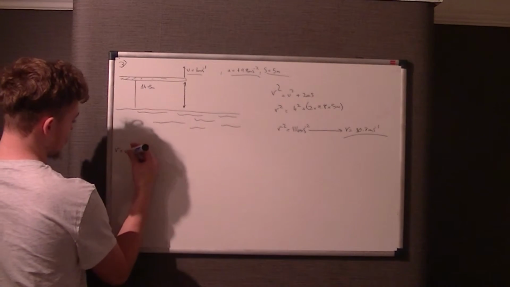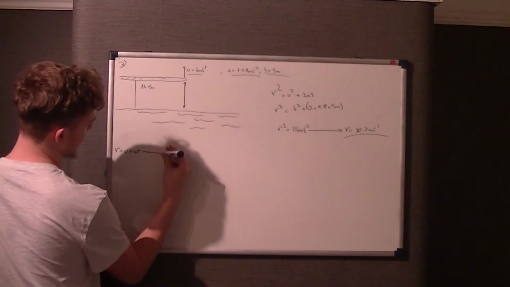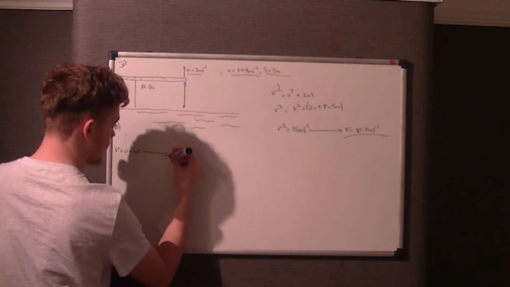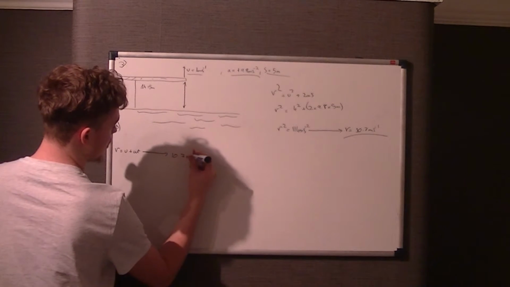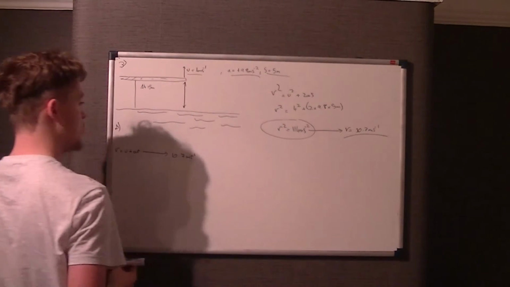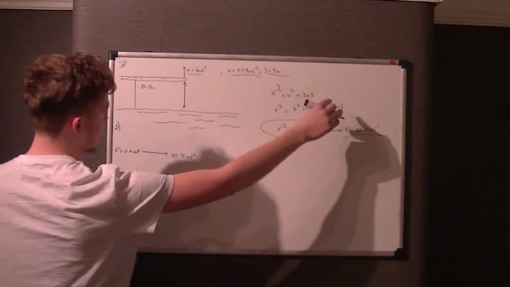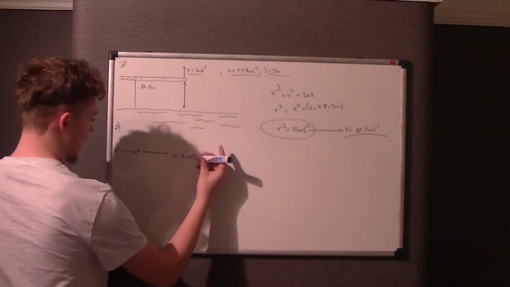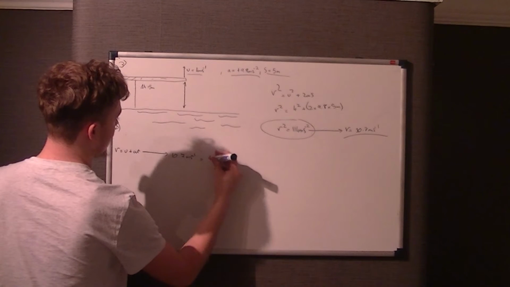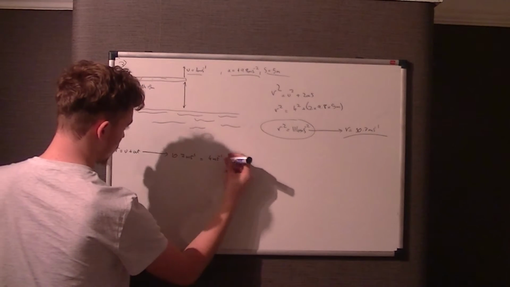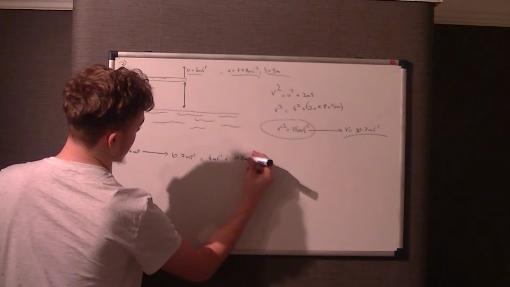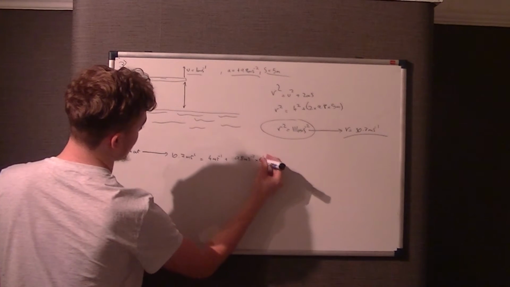So V equals U plus AT, with what we know. V is obviously 10.7 meters per second. Personally, I would sub in the exact answer you got from square rooting 114, but it doesn't really matter. It's equal to 4 meters per second plus AT, 9.8 meters per second squared, times T, which is what we want to find out.